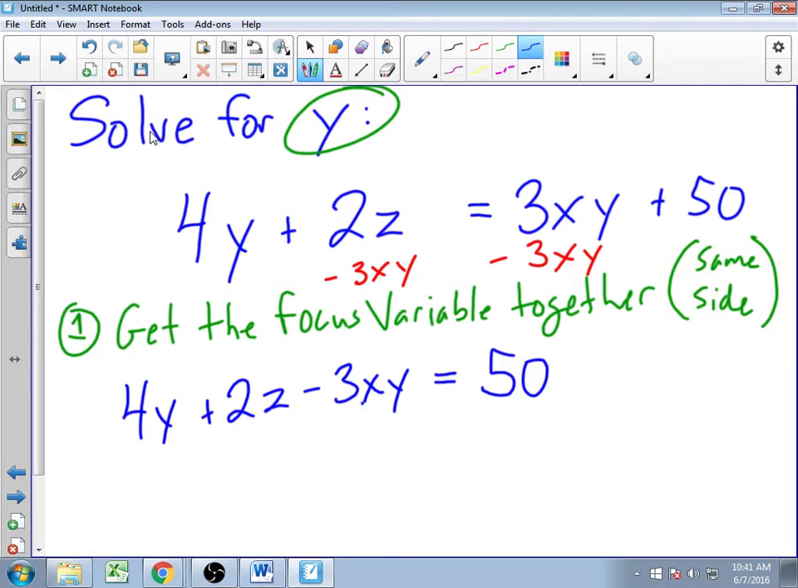Now my y's are together, but I also have a term that doesn't involve a y, so we've got to get rid of that. My second step, which I'm not going to write out, would really be get rid of other variables that we don't want. We don't need to solve for z. It's just going to be part of what my solution is, so get rid of it. Subtract your 2z from both sides.